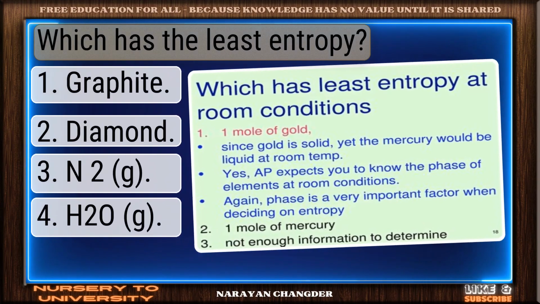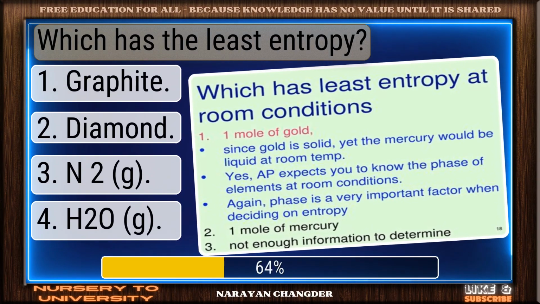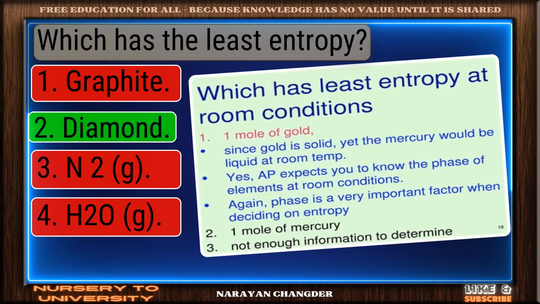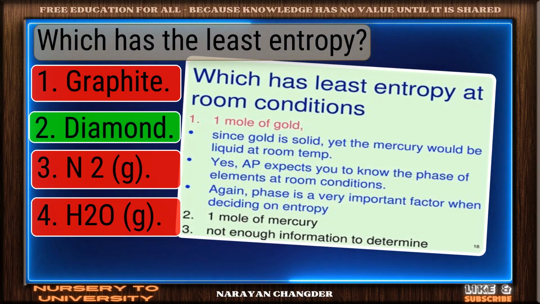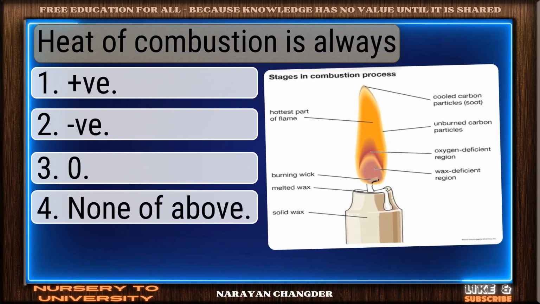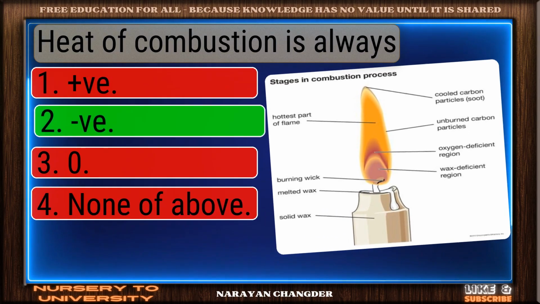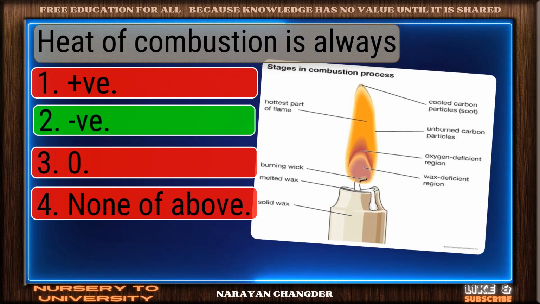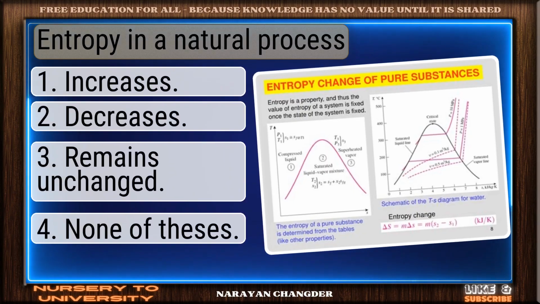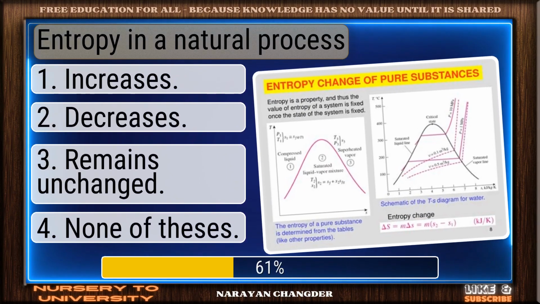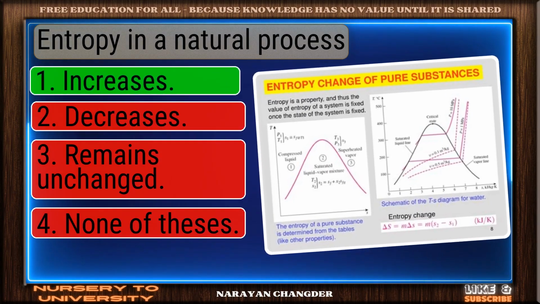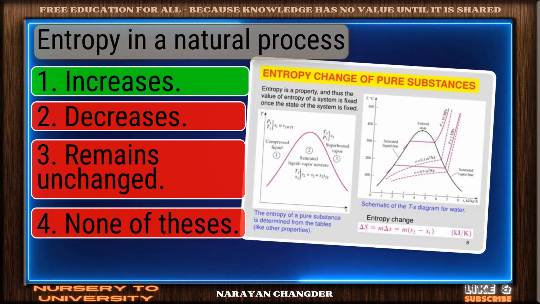Which has the least entropy? Perfect. Diamond is the correct choice. Heat of combustion is always. Well picked. Negative is the correct answer. Entropy in a natural process. Strong choice. Increases is the right answer.